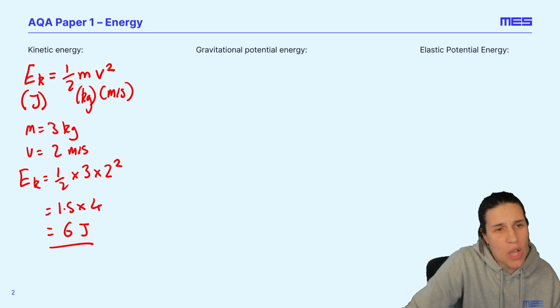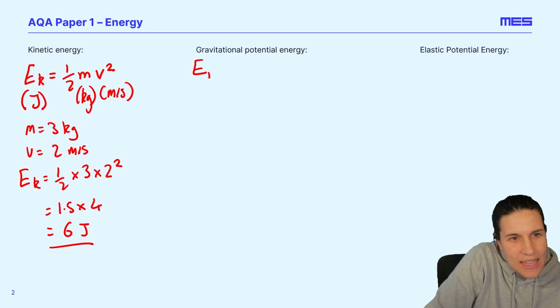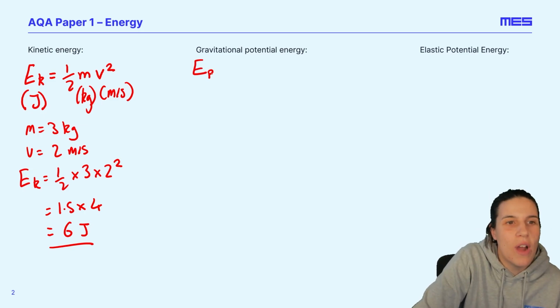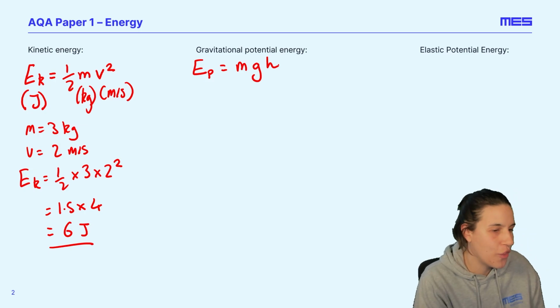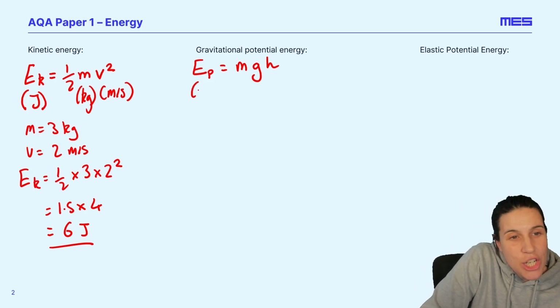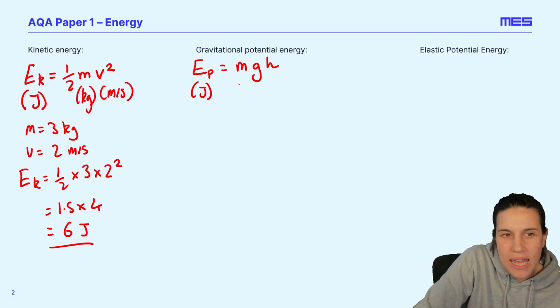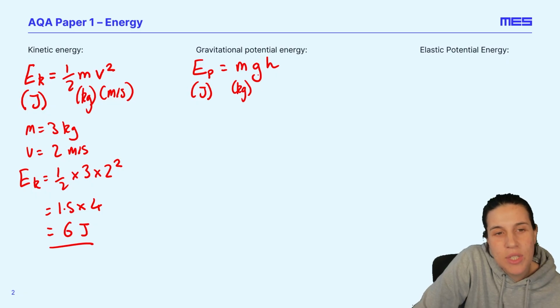Now, the gravitational potential energy equation is this one here. So EP, so gravitational potential energy, is equal to the mass multiplied by the gravitational field strength on Earth multiplied by the height of the object. Because it's energy, it's measured in joules, obviously. Mass is measured in kilograms.